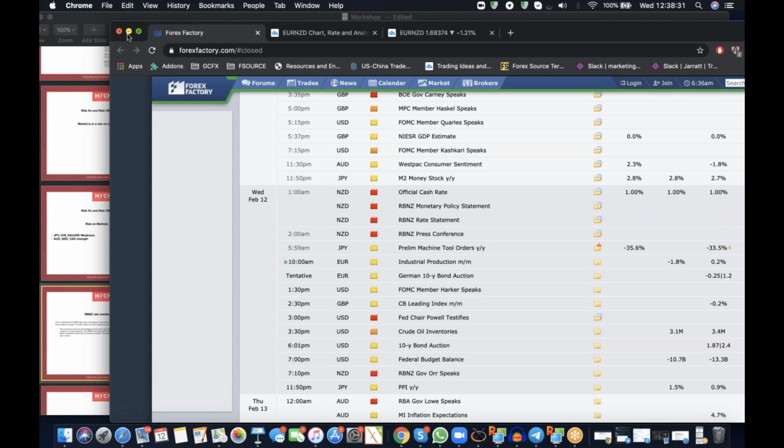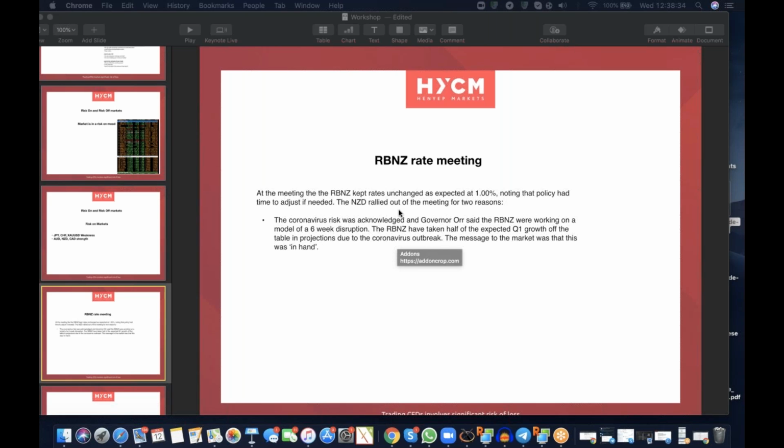Well, here's why. Going into this meeting, the concern was that the coronavirus outbreak was going to weigh heavily on the New Zealand dollar. There were two banks, BNZ and ANZ, out of New Zealand, who had downgraded their GDP growth forecasts for New Zealand. And the concern was that maybe the governor would say, yes, the coronavirus is going to have a heavy impact on us, so we're going to be changing our outlook.